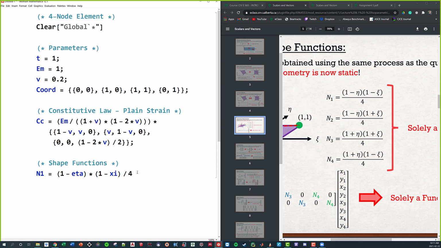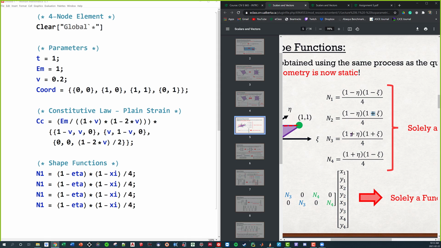Nice and easy. So what I'm going to do is suppress it so it doesn't come out. I'm going to copy it and put it for the remaining shape functions, because if we look at these shape functions, they're almost the exact same form. The only thing that we're playing with are these pluses and minuses. Everything else is exactly the same. So I'm going to call this shape function 2, shape function 3, shape function 4.